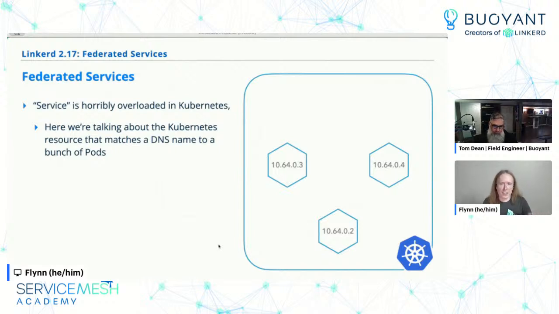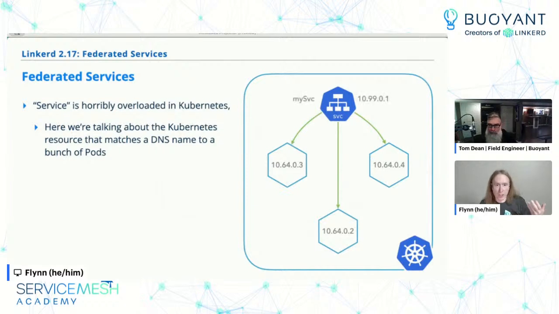So if you've got some pods, each of your pods will have a distinct IP address, and the service is the resource that links them all together, gives them a name that you can talk to, and incidentally gives them the cluster IP address that belongs to the service, which Linkerd relies on to do a bunch of the advanced routing stuff that Linkerd can do. So that is what I mean when I'm talking about a service.